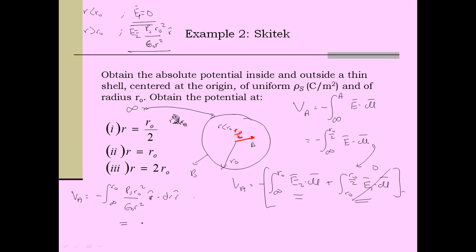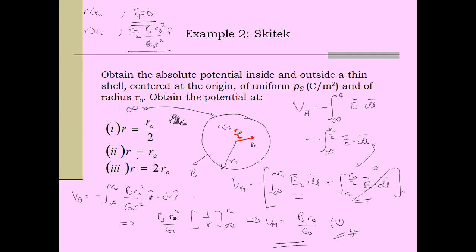If we proceed with the integration, VA will be rho s R naught squared over epsilon naught, because R naught is a constant so it can be taken out, times the integral of 1 over R squared from infinity to R naught. As such, VA will equal rho s R naught divided by epsilon naught, in volts. So that should be the potential at the point A. Is there any question on this? Hopefully it's okay.